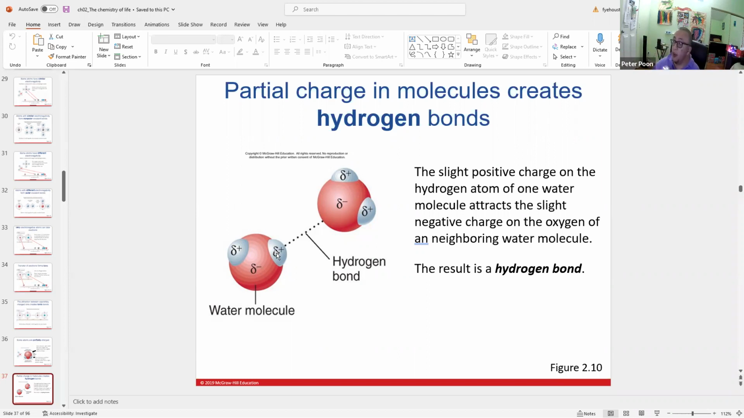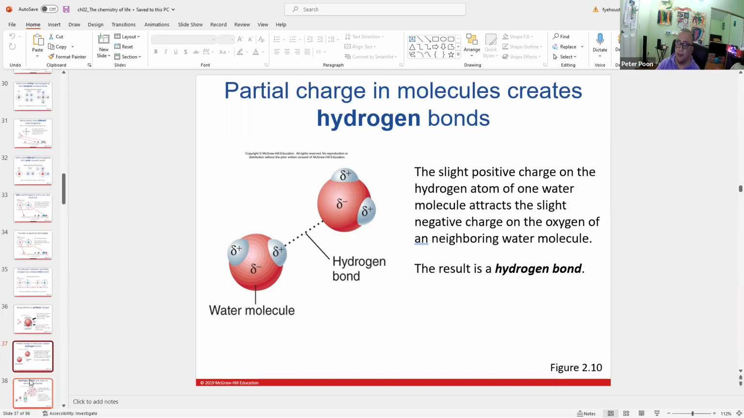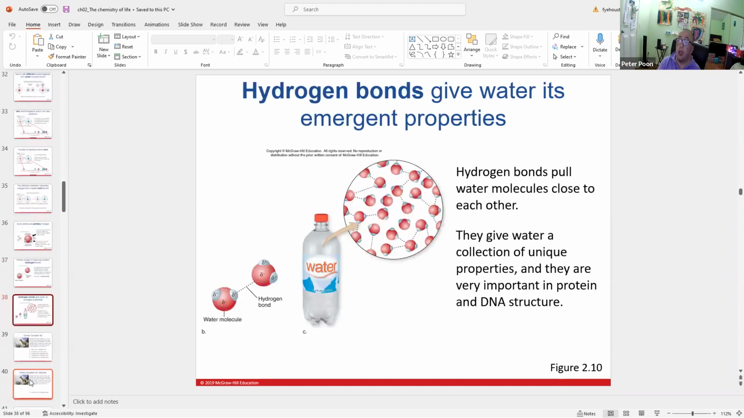Individual hydrogen bonds are really weak, but together they can generate huge forces, because in water, there are millions and billions of these bonds working together. And hydrogen bonds is what makes water special.